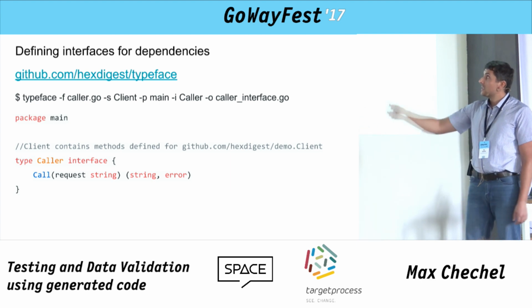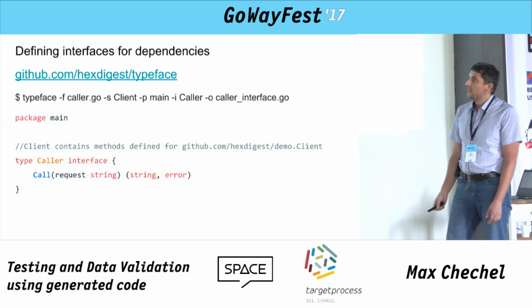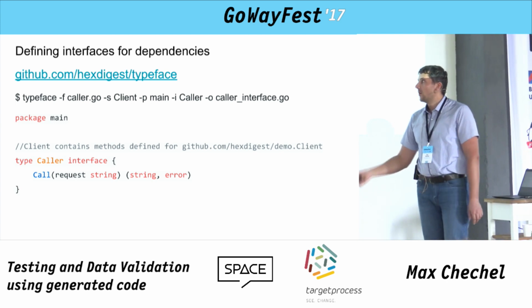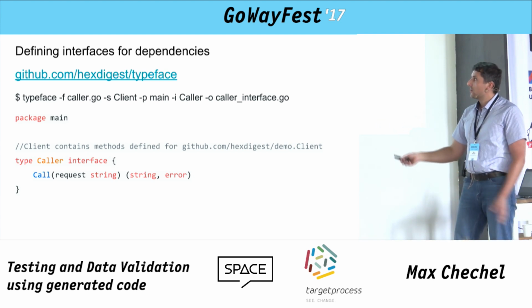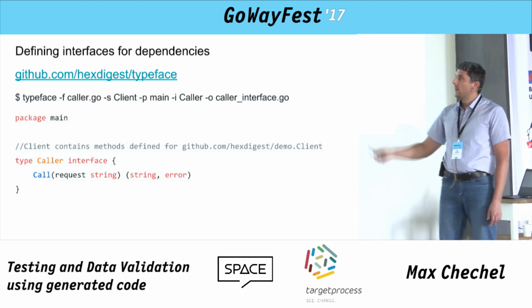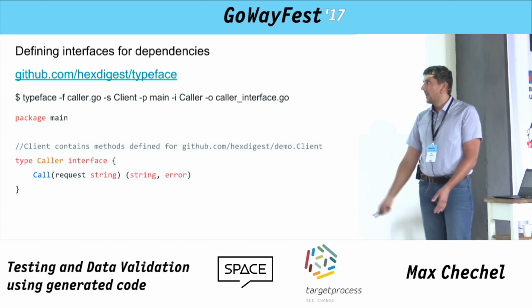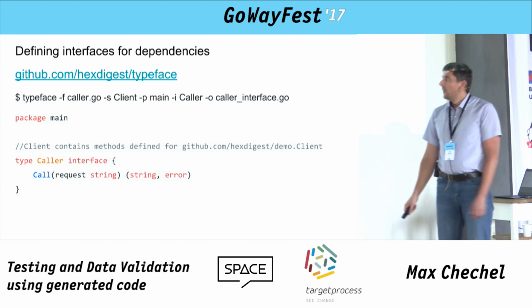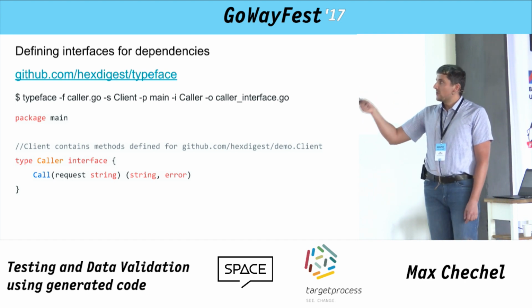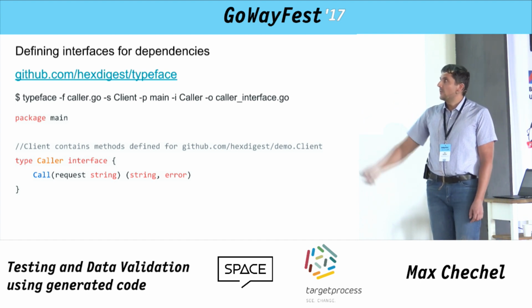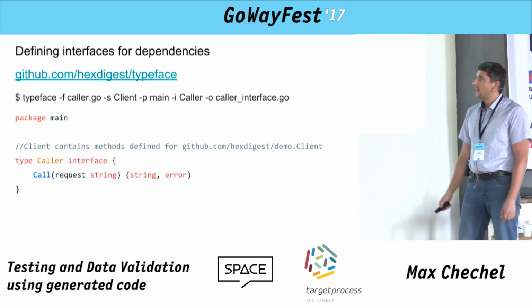So what this typeface tool does is basically the same. It scans a Go file or a package. It understands packages, so you can, for example, generate an interface from some standard library package. It inspects the struct and extracts its public methods to an interface. And then you can use this interface as a dependency in your code.